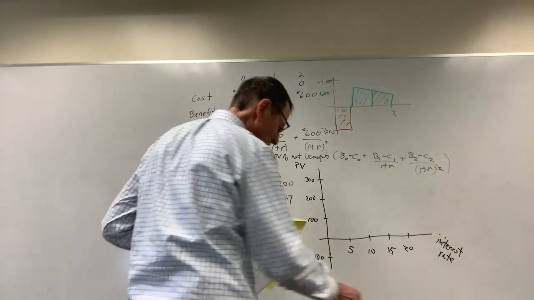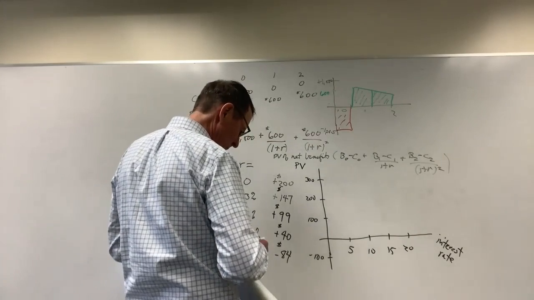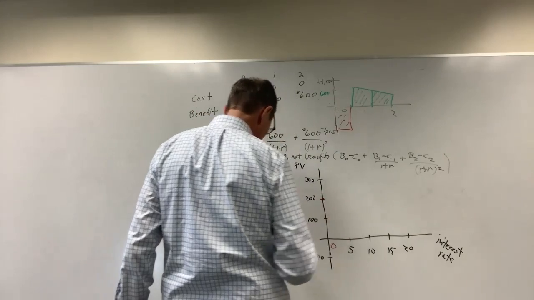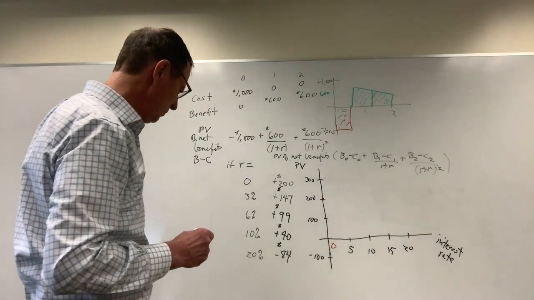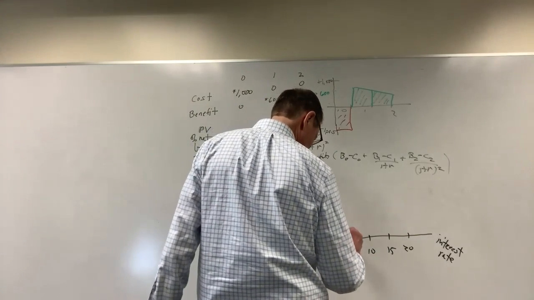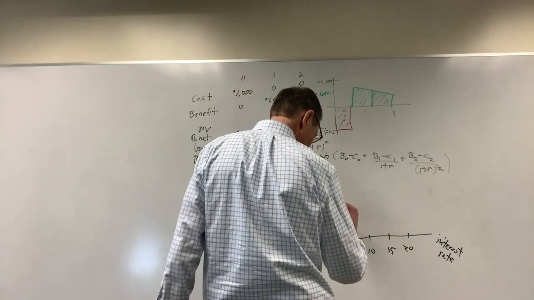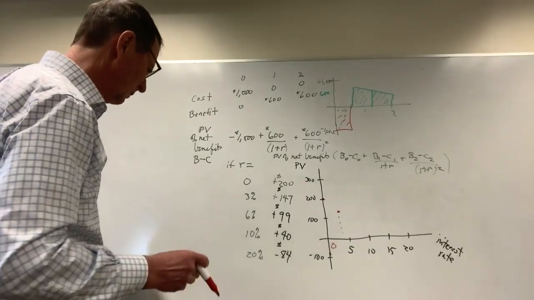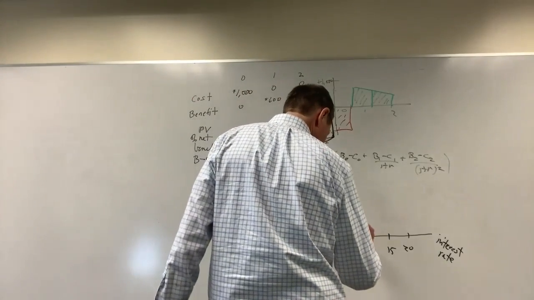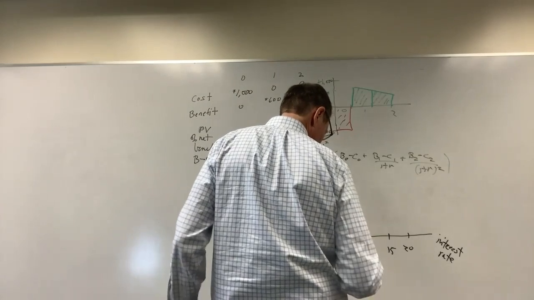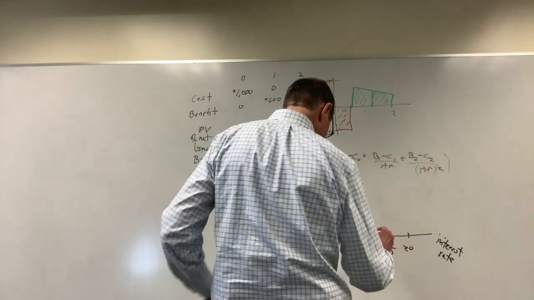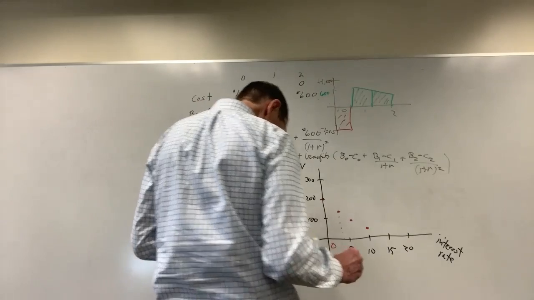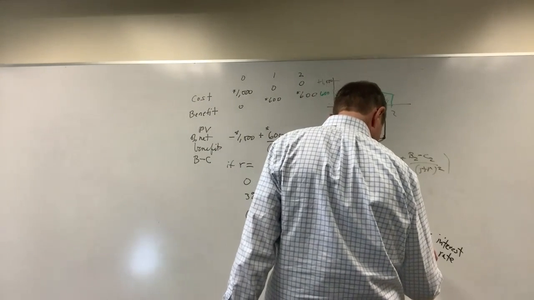If you actually plot these things out, interest rate is 0, we've got a $200 present value. At 3%, we're at $147. About there. At 6%, we're at $99. At 10%, we're at $40. And up at 20%, we're down to minus $84.